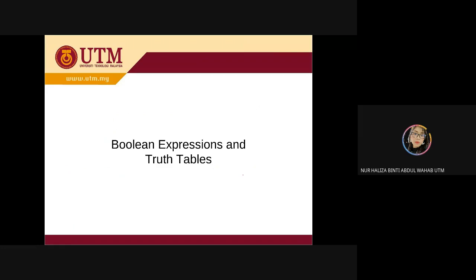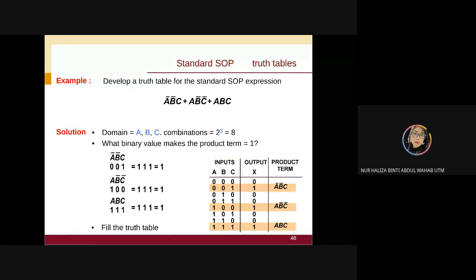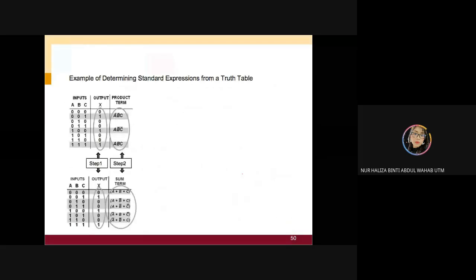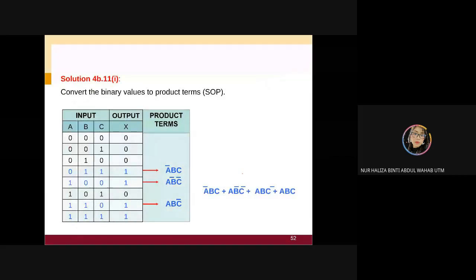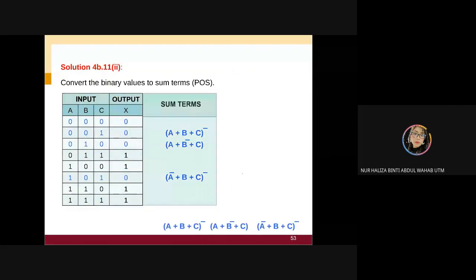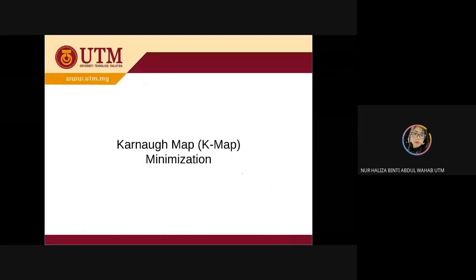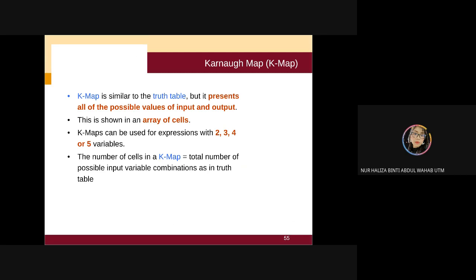If you still remember, last time I already informed you that there is a solution for getting the simplified version of your Boolean expression. The solution is using the KMAP. So today we're going to look into our KMAP. What is a KMAP? A KMAP is for minimizing and simplifying your Boolean expression.